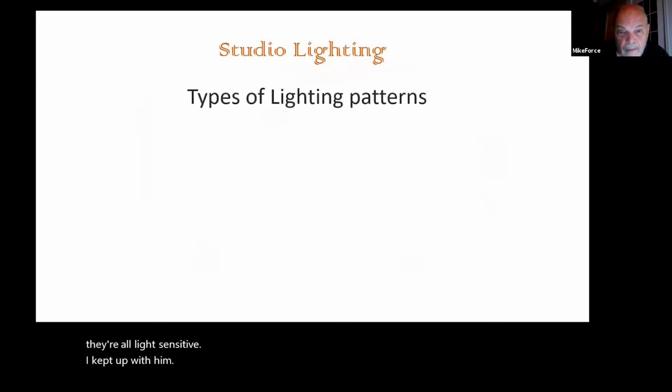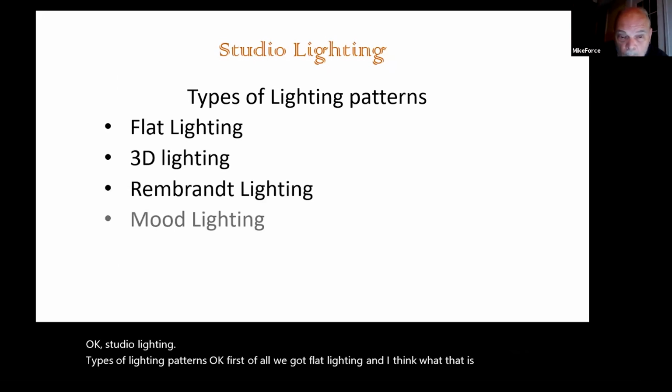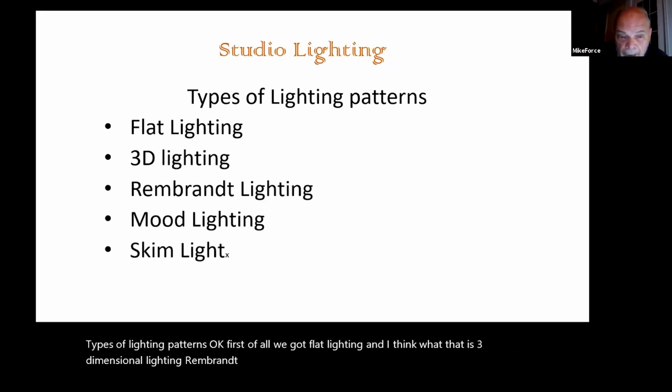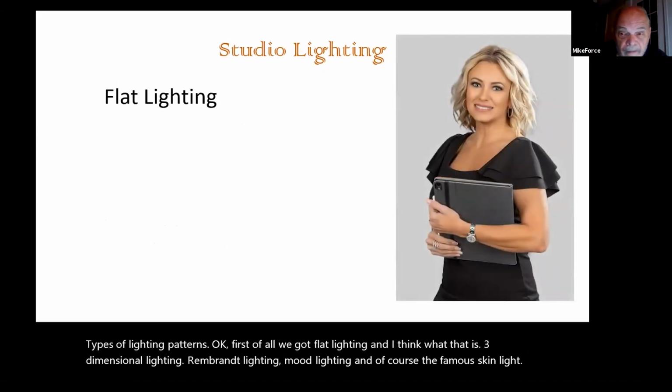Okay, studio lighting. Types of lighting patterns. First of all, we've got flat lighting, and I think you know what that is. 3-dimensional lighting, Rembrandt lighting, mood lighting, and of course, the famous skim light. And let's talk about flat lighting.